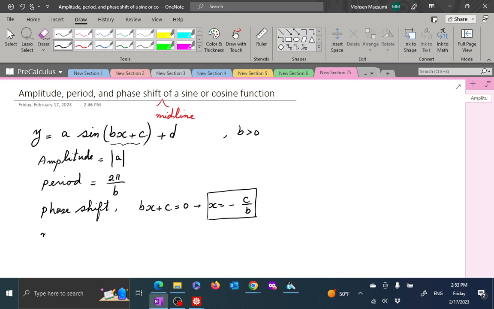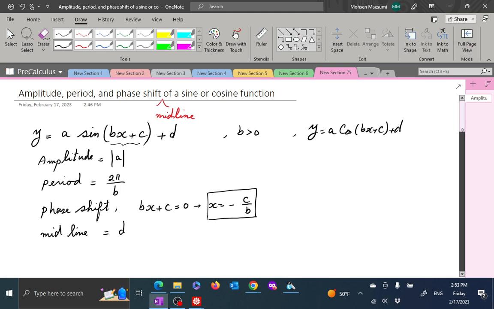And then the midline is the shift up or down that the graph goes through. So I'm going to mention that for the sake of completeness, but it's not asked in any of the questions that you are going to face here. Same story applies to cosine. So if you have y equal to a cosine of bx plus c plus d, the story will be the same.